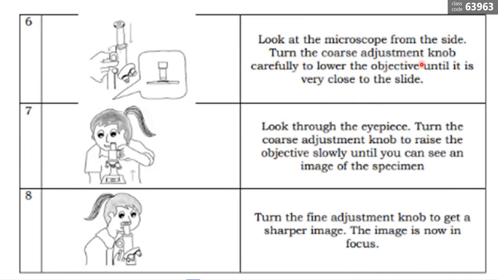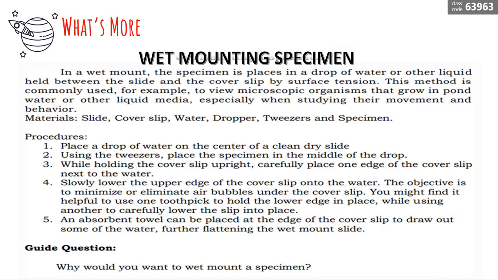And look at the microscope from the side. Turn the coarse adjustment knob carefully to lower the objective until it is very close to the slide. This is it. And look through the eyepiece. Turn the coarse adjustment knob to raise the objective slowly until you can see the image of the specimen. And turn the fine adjustment knob, the smaller one, to get a sharper image. The image is now focused. So these are the basic procedures.